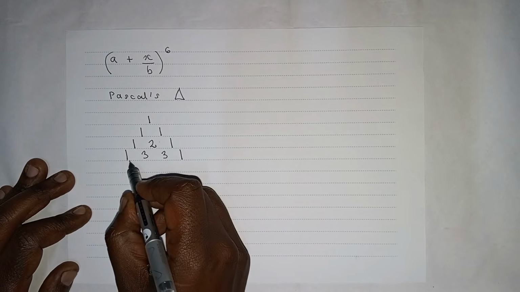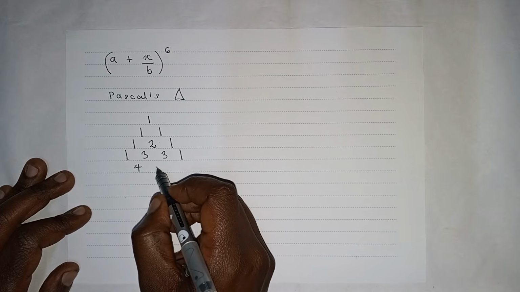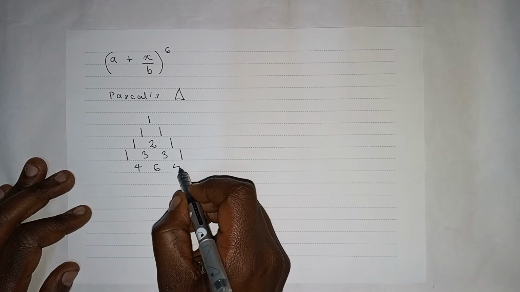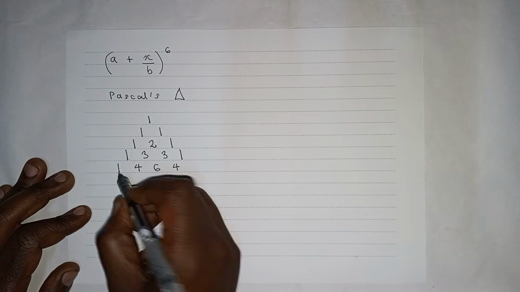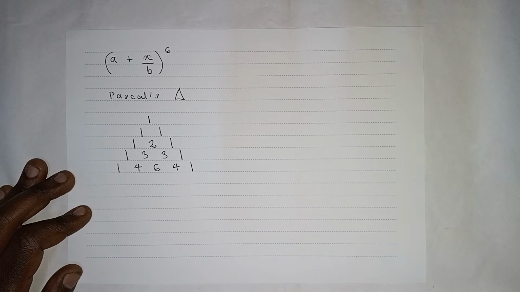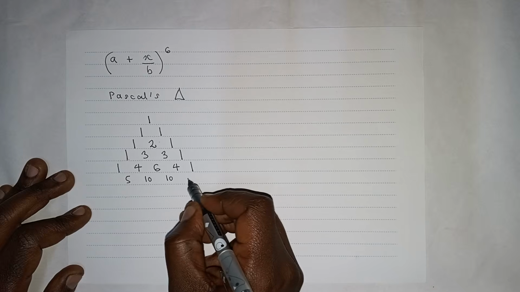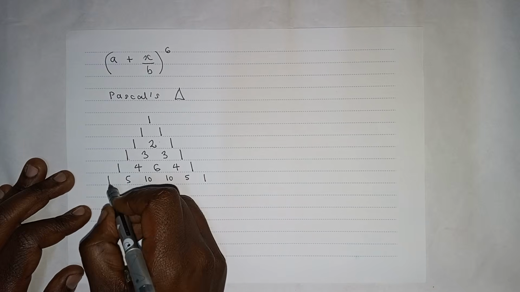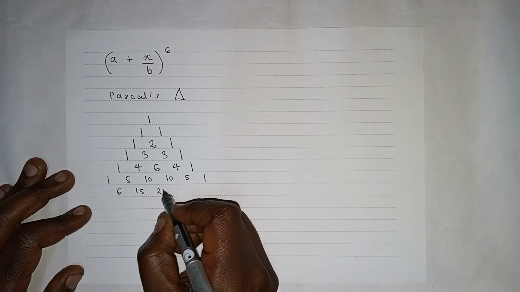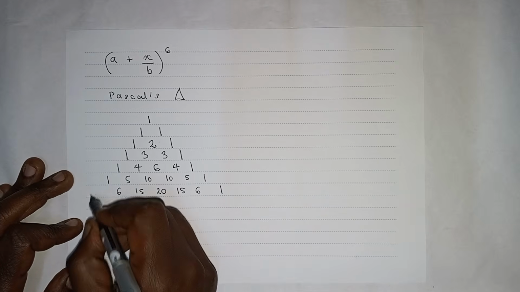We continue like that. We add this one and this one to get this interior number. We add this one and this one to get this interior number. We add this one and this one to get that interior number. The first and the last numbers are always 1. And we continue like that. So we got a 5 here, a 10 here, a 10 here, a 5, a 1, and a 1. We've got a 6 here, a 15 here, a 20 here, a 15 here, a 6 here, and a 1 and a 1.